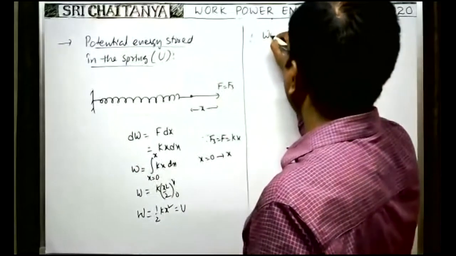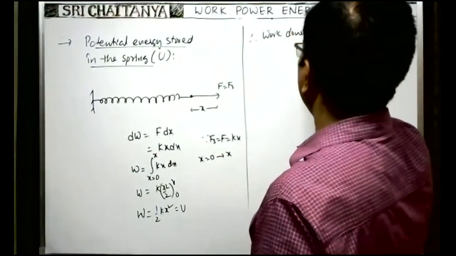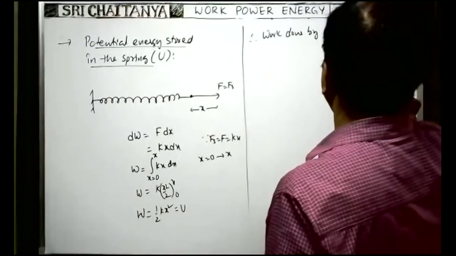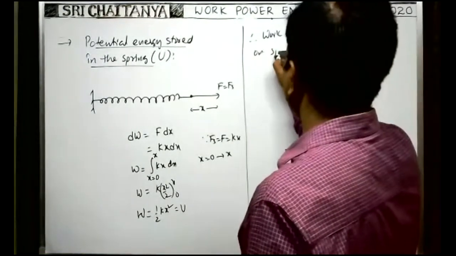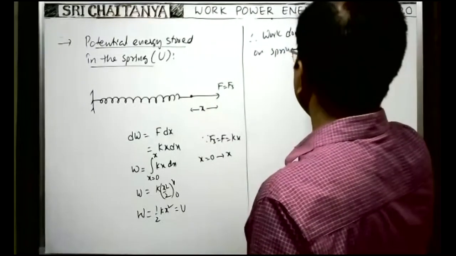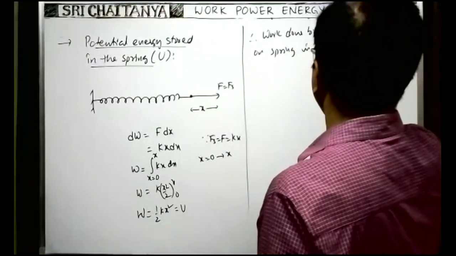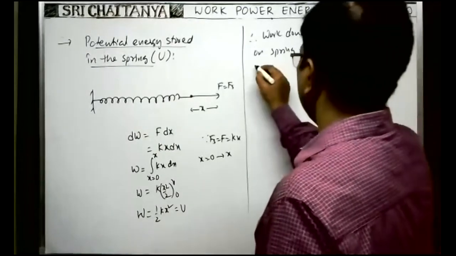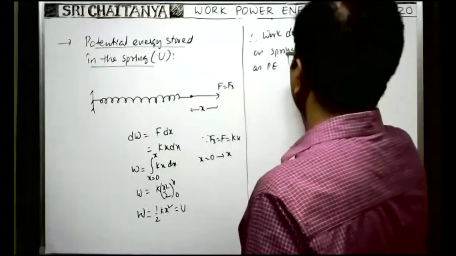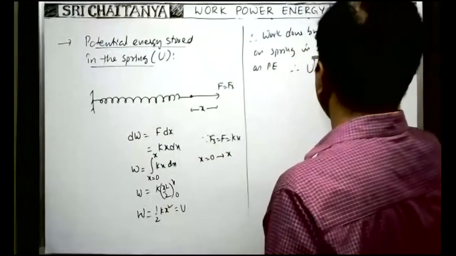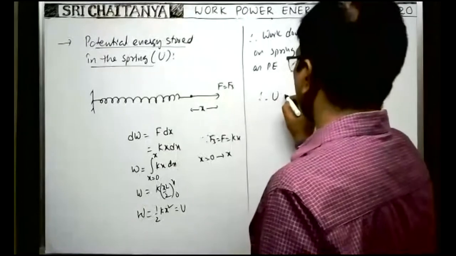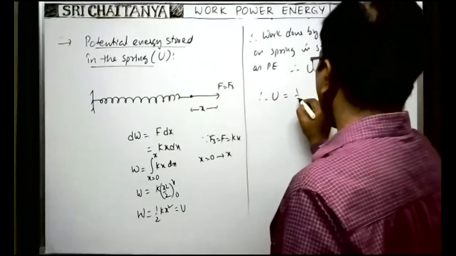Therefore, work done by the external force on the spring is stored in the spring as potential energy. So potential energy U is equal to W, that is equal to half k x square. Therefore, potential energy stored in the spring U is equal to half k x square.